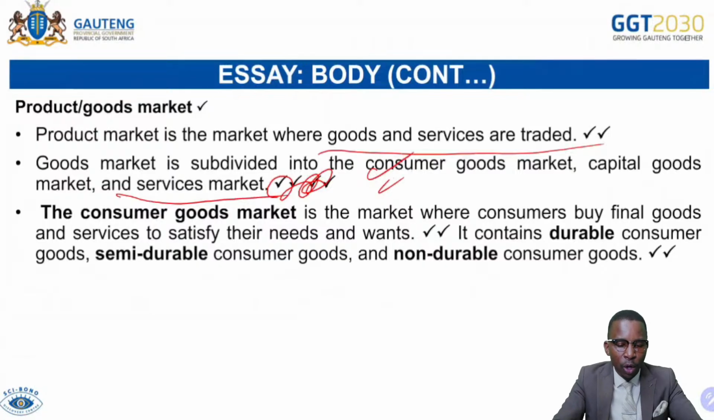Marking there is 2 marks. Consumer goods market is the market where consumers buy their final goods and services to satisfy their needs and wants. It contains durable consumer goods, semi-durable, non-durable consumer goods. You can define these and give examples also.